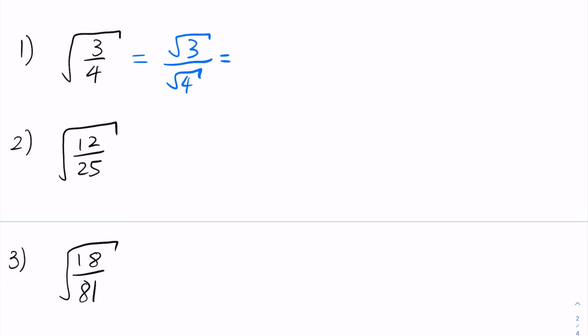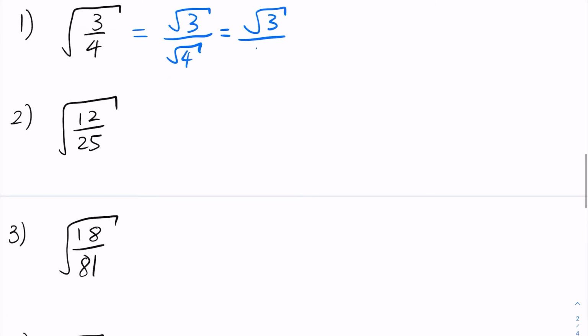Now, the square root of 3 does not simplify. We can't break that down in any way. So we just leave it as the square root of 3. And the square root of 4 on the bottom is just 2. Okay, and there you go. There's your final answer. We can't simplify that any further. Now, the square root of 12 over 25, we could just rewrite as the square root of 12 over the square root of 25.